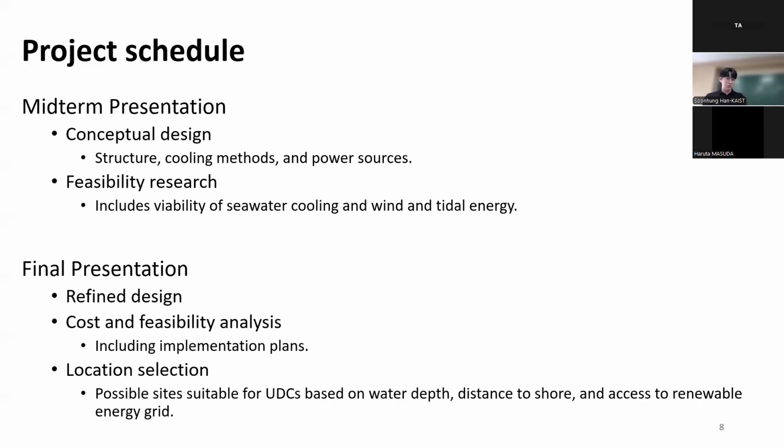For the midterm presentation, we will primarily focus on the conceptual design of our underwater data center. Our design will cover three key areas: the structure of the data center, the cooling methods we intend to use, and the potential power sources we will use. Regarding the power sources, we will focus on integrating renewable energy, particularly wind and tidal power, given the coastal location.